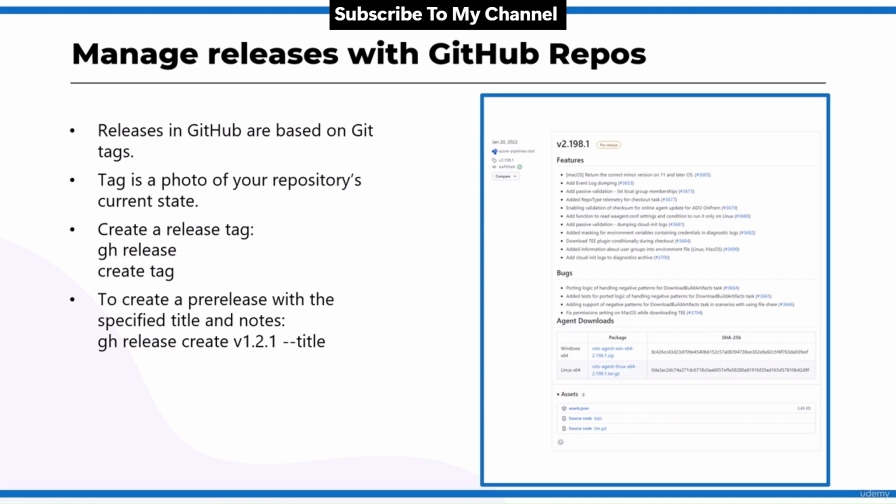How can we do that? So first of all, what is a release? Releases in GitHub are based on Git tags. So every release is going to have a tag associated with it. You can think of a tag as a photo of your repository's current state, like a snapshot.